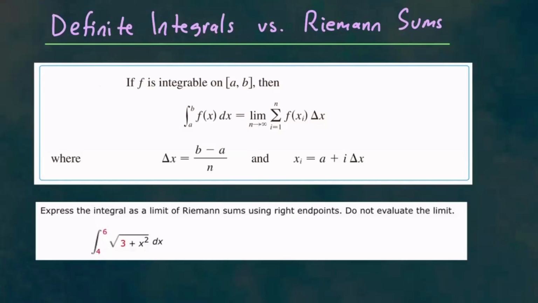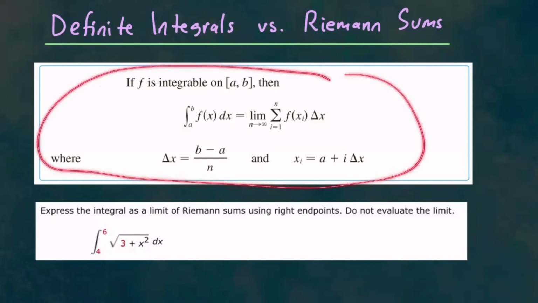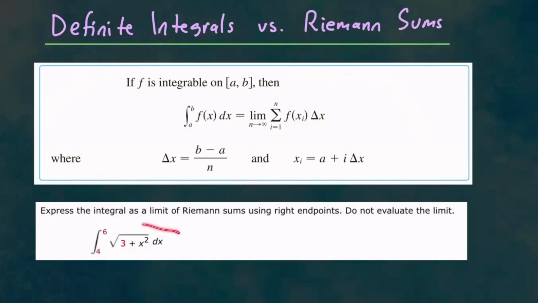So let's take a look at the connection between a definite integral and Riemann sum. Here is a theorem that is stated in a calculus book, and we'll be converting this definite integral into Riemann sums using the right endpoints rule. So how do we do that, right? We'll take a look at the theorem.